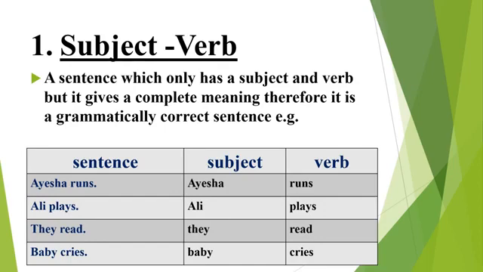Let's move to the second example. Ali plays. Ali is the subject and plays is the verb. Next example is they read. Here our subject is they and verb is read. Here in this sentence our subject is also a pronoun. Let's move to the next example. Baby cries. Here subject is a baby and verb is cries.